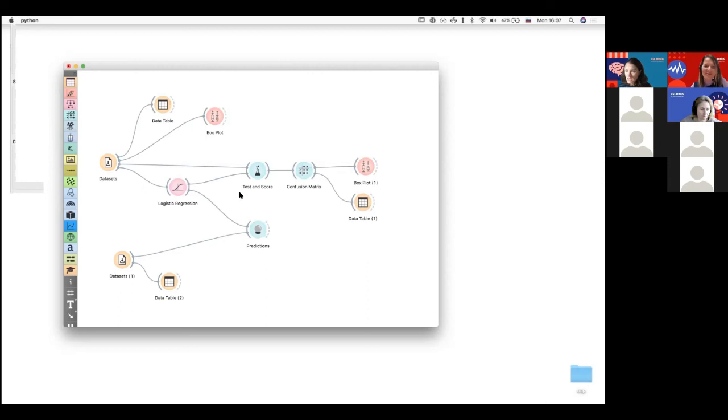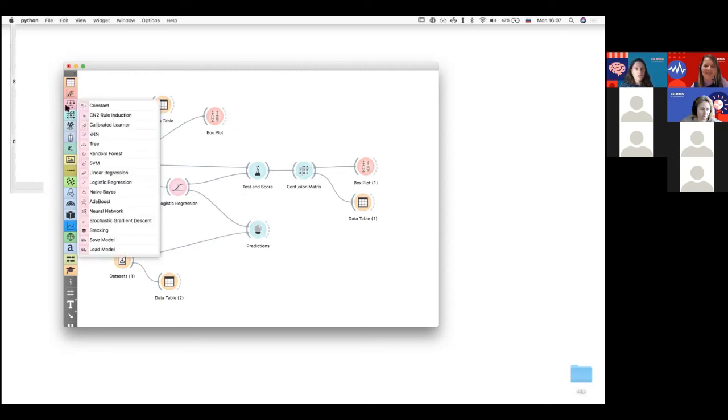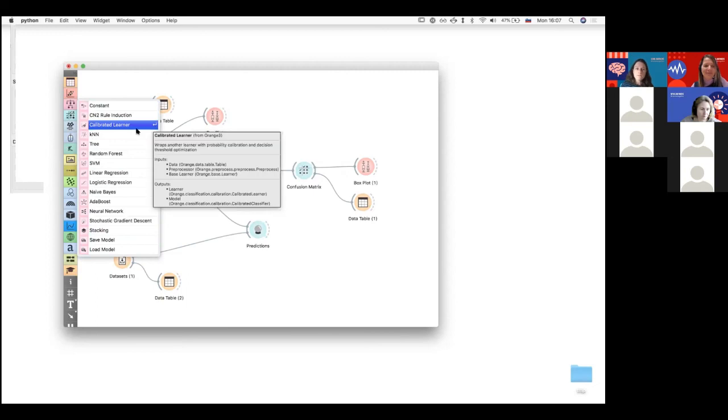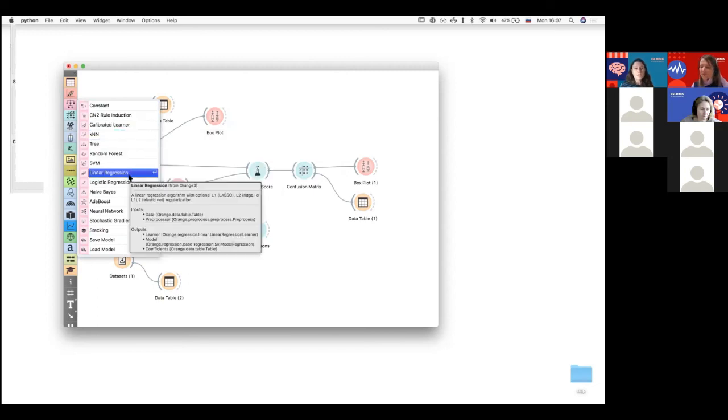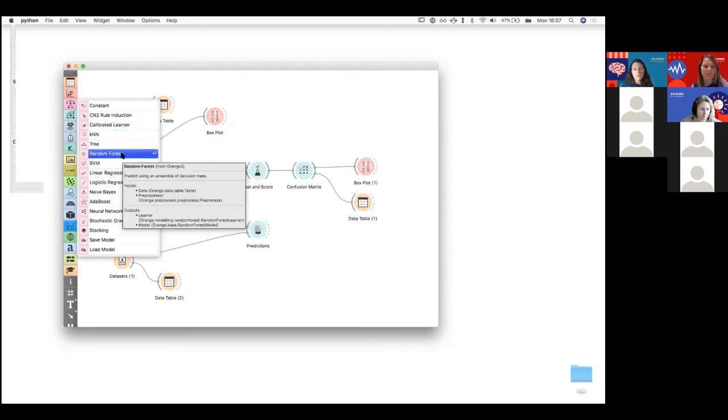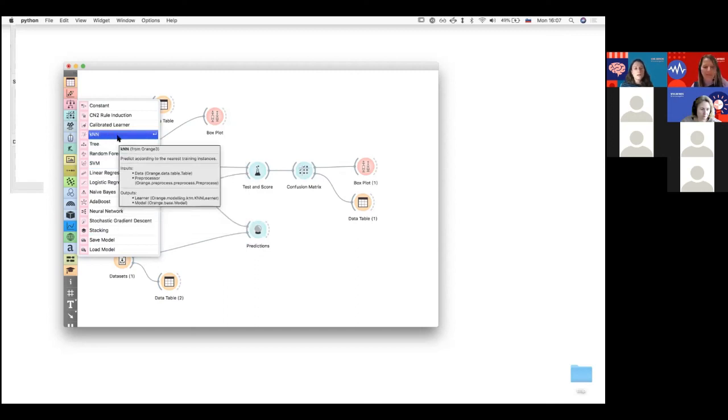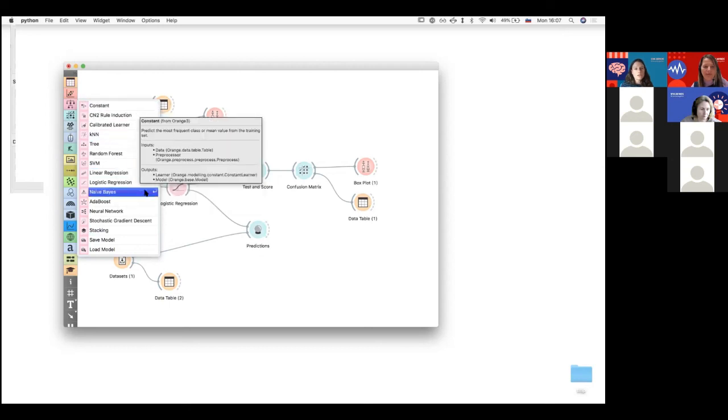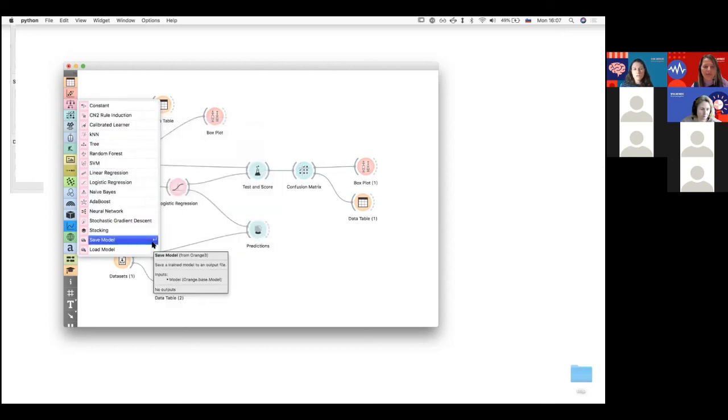Another question is, are there any other classifiers available in the tool apart from logistic regression and naive Bayes? Yes, sure. So here in the model section, the pink section, you have all the models. Some are classifiers, others are regressors. Some do both, like random forest. It can be used for classification and regression, also KNN. So this is the collection of the models, and you can save and load them for later use.